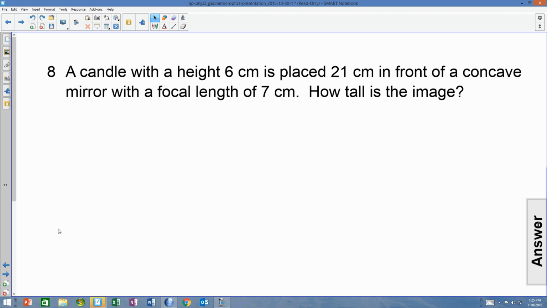A candle with a height of 6 centimeters is placed 21 centimeters in front of a concave mirror with a focal length of 7 centimeters. How tall is the image? Okay, go ahead and pause your video.